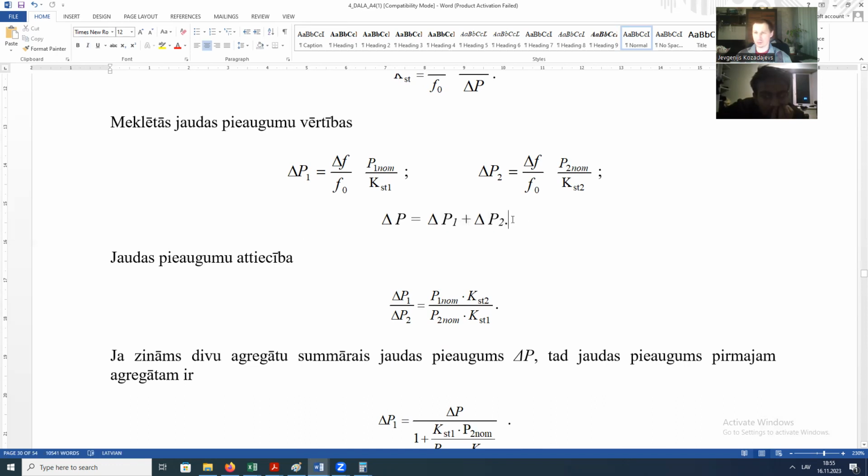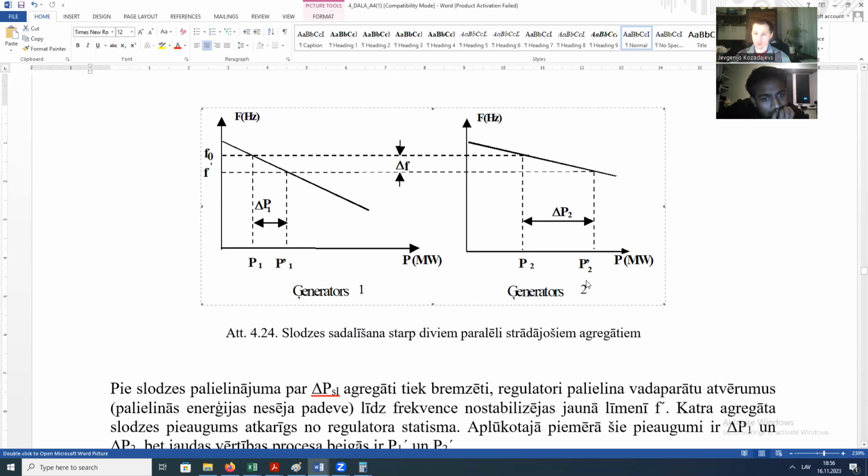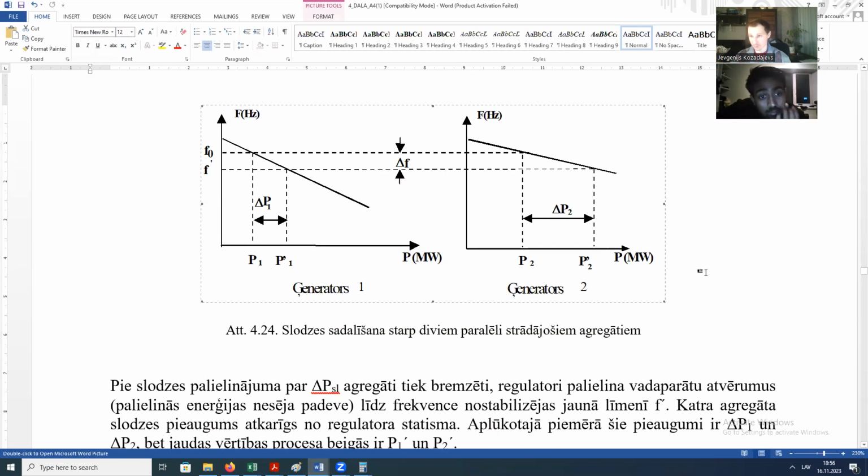Okay, in other words, this power deviation is divided between these two power generators, because each generator covers part of the power shortage. For example, based on this curve, the first one increases its power by 100 megawatts, and the other increases its power by 200 megawatts. This means that we cover the power shortage with a total of 300 megawatts.